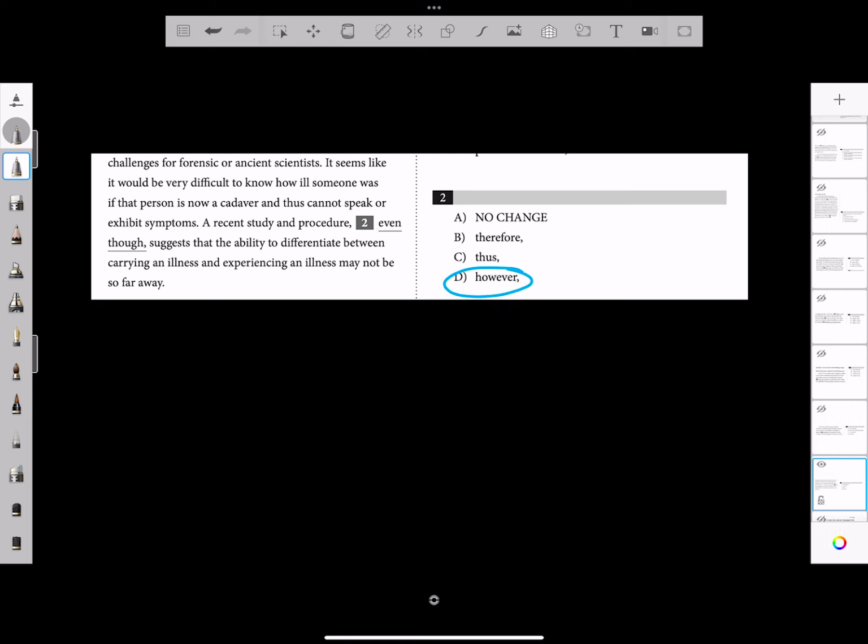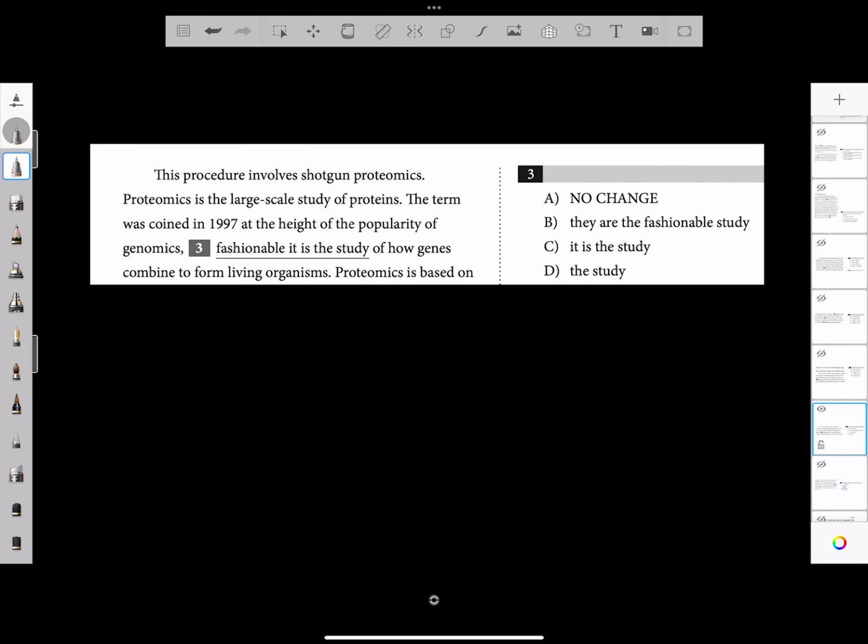However, and remember, however is our favorite transition word. Our eyes should immediately go towards however when we see that as an option. And therefore and thus are the same for all intents and purposes, so we're not going to pick either of those. Pause this and give it a try.